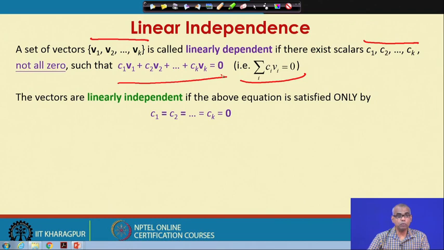The vectors V1, V2 up to Vk will be linearly independent if sigma Ci Vi equal to 0, or C1 V1 plus C2 V2 up to Ck Vk equal to 0, only when C1, C2, all the way to Ck equal 0. So, for vectors that are linearly independent, sigma Ci Vi equal to 0 only when C1, C2 up to Ck equal 0.